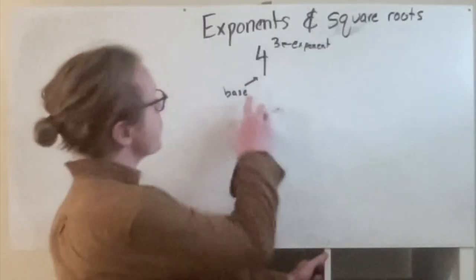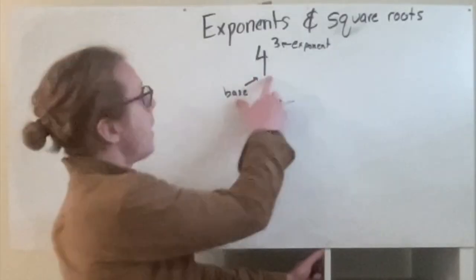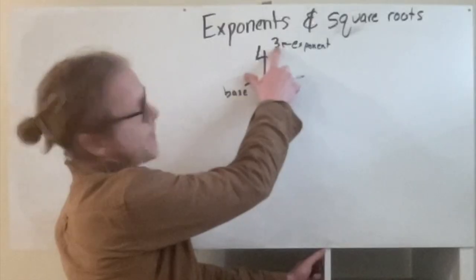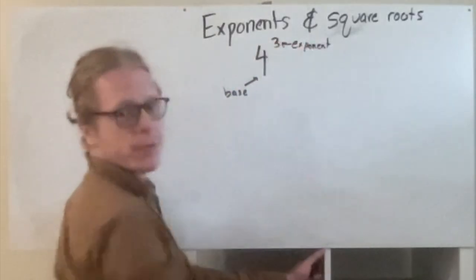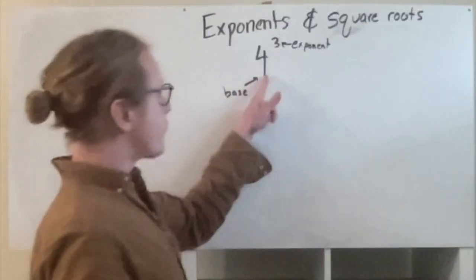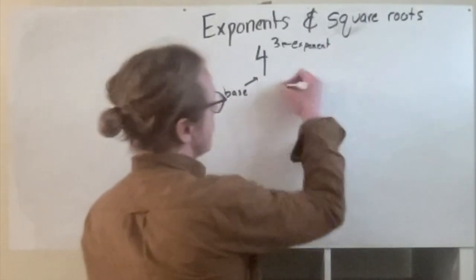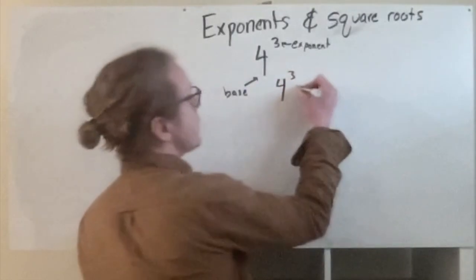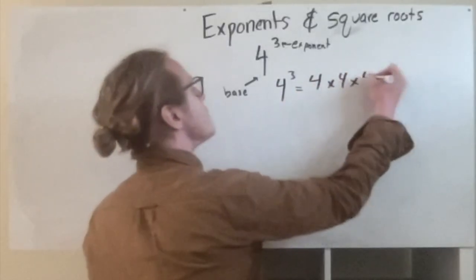Okay, in this situation we call this number here, the 4, the base, and this number here, 3, the exponent. Notice it's kind of small and written up above. So that's what exponents are always going to look like. So what does 4 to the third power mean? Well, 4 to the third power is equal to 4 times 4 times 4.